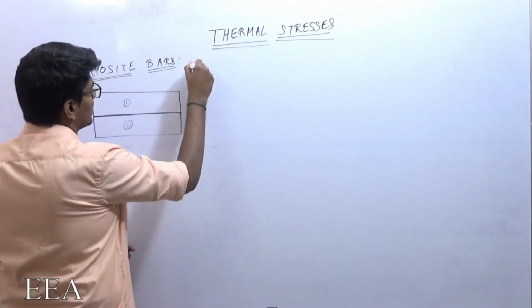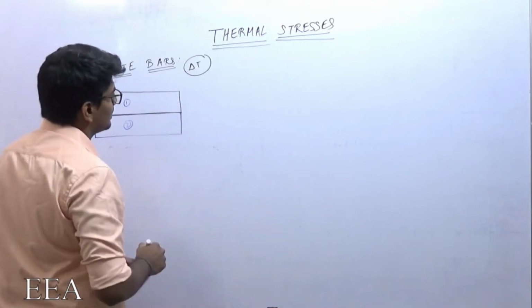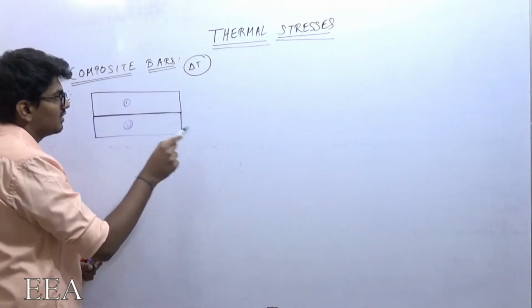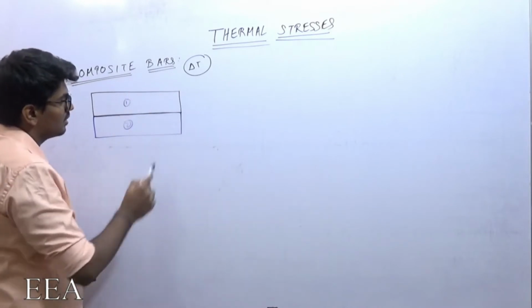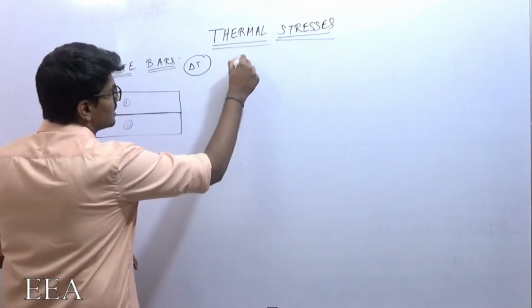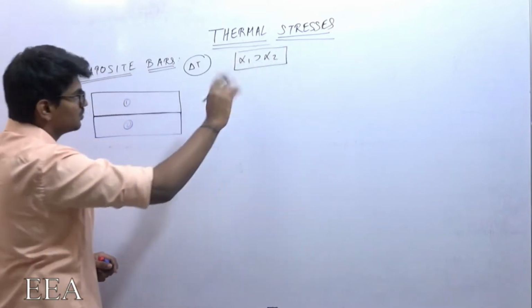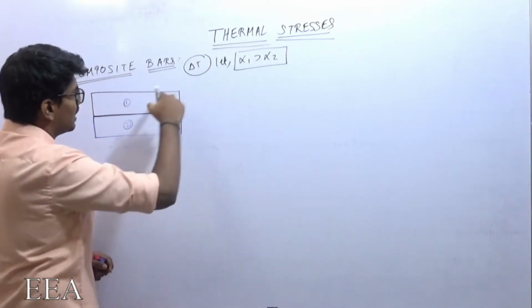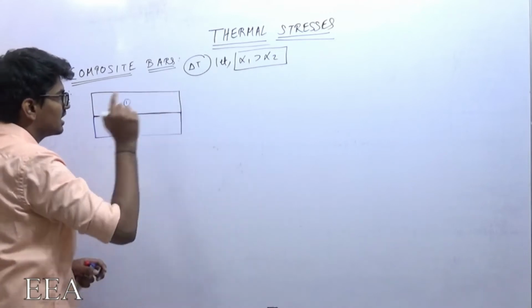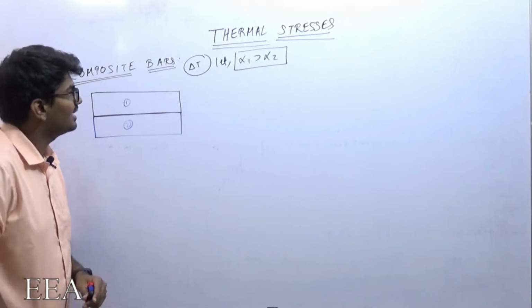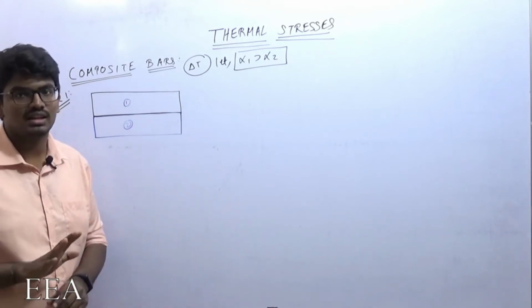Which means I'm going to raise the temperature by delta T, and let me assume the first member has one thermal expansion coefficient, and the second member has a different thermal expansion coefficient. Let me assume alpha 1, the thermal expansion coefficient of 1, is greater than the thermal expansion coefficient of 2. Before entering into composite bars, let us consider this.